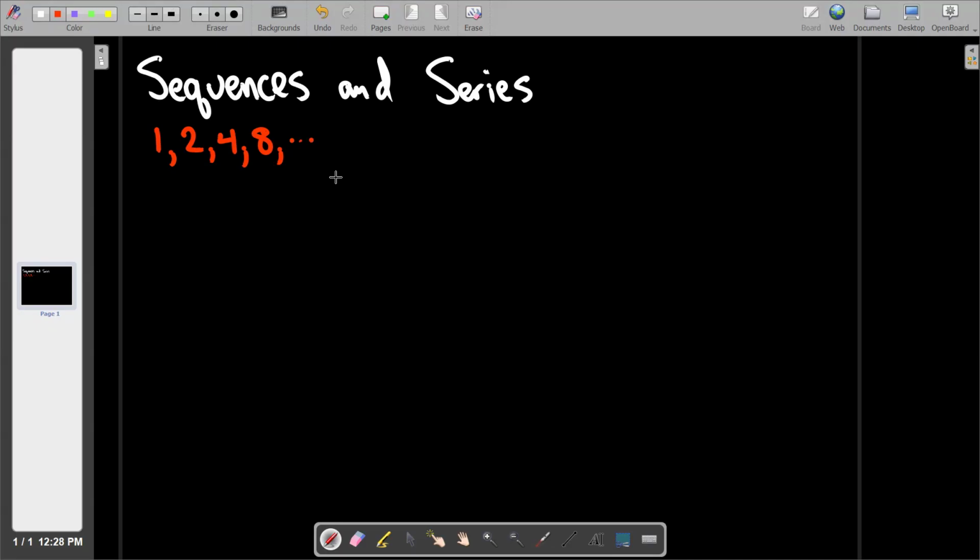That's called a sequence. When you put plus signs in between the terms of a sequence, it becomes a series. And so if I wanted this geometric sequence to become a geometric series, then I would change it to be 1 plus 2 plus 4 plus 8 plus dot, dot, dot. That should be pretty easy to understand.